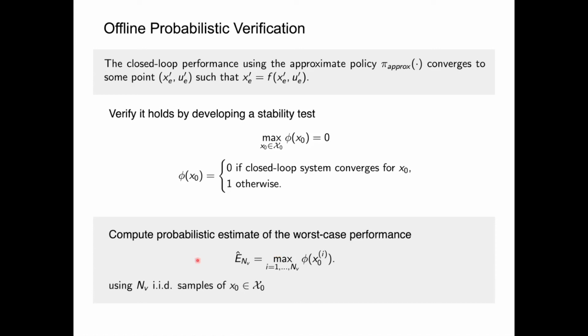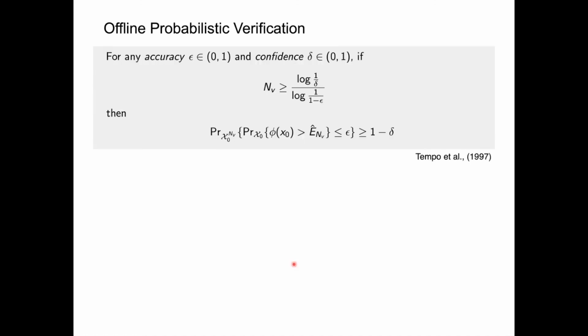Here we generate NV IID samples and define the empirical maximum over these NV samples. It was shown by Tempo and co-workers that for any accuracy epsilon between 0 and 1 and confidence delta between 0 and 1, if the number of samples NV is chosen according to this equation here, then this probabilistic bound is satisfied.